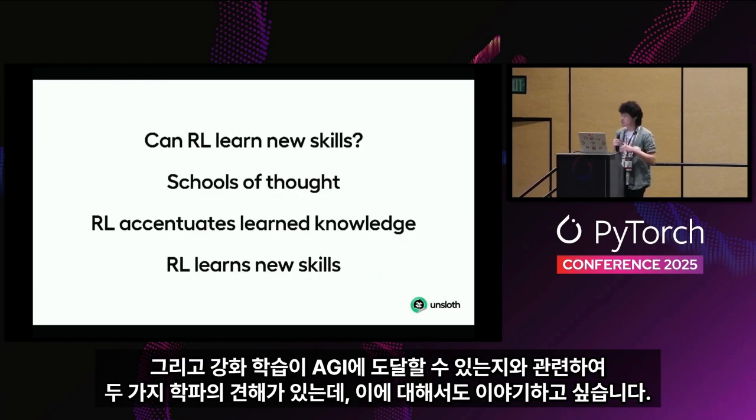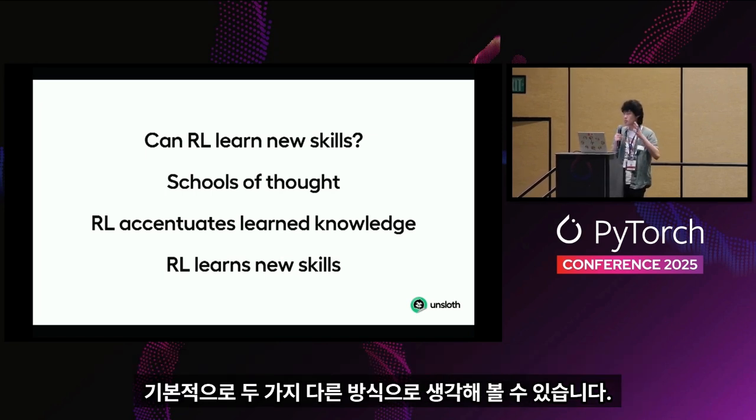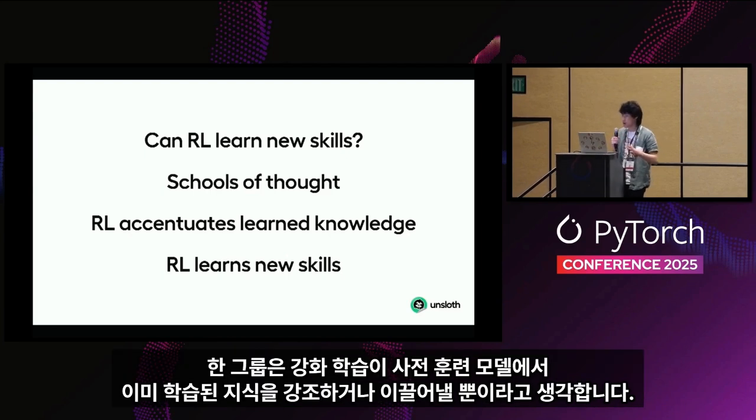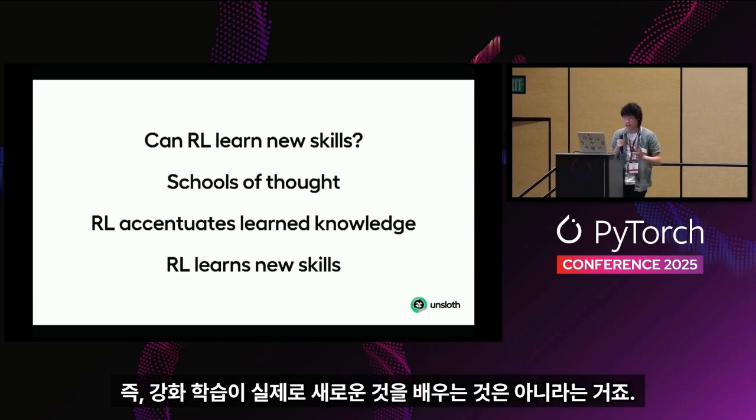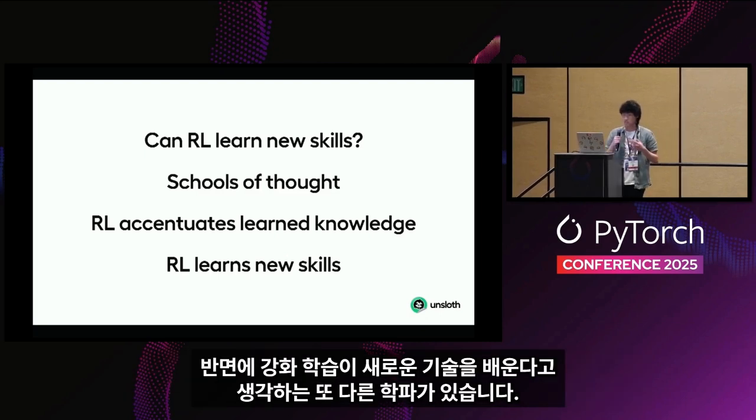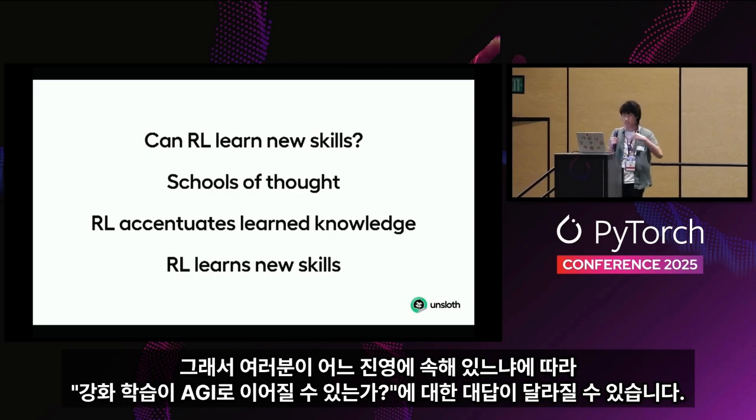And also, in terms of RL reaching AGI, there are two schools of thought which I also talk about. There is one group of people who think that RL accentuates already learned knowledge in the pre-training model. So RL doesn't actually learn anything. And then there is another school of thought which thinks that RL learns new skills. So depending on the camp that you are in, you can answer the question, can RL lead to AGI?